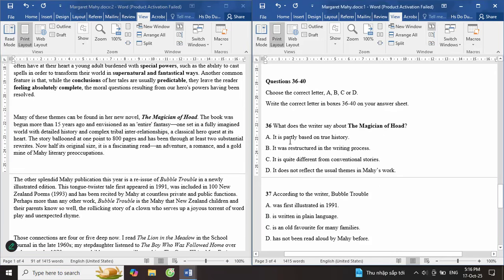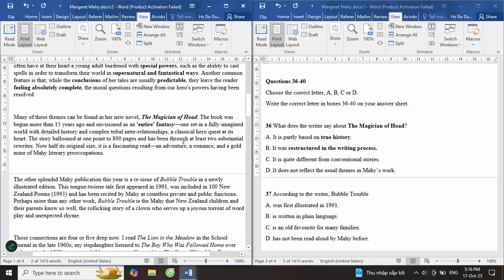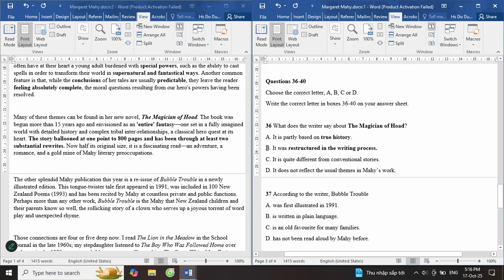So first, it's partly based on true history. No, it's entire fantasy. It was restructured in the writing process. Yes, right? Because they said here, the story ballooned at one point to 800 pages and had been through at least two substantial rewrites. So I think it is B. But let's see what the others say.